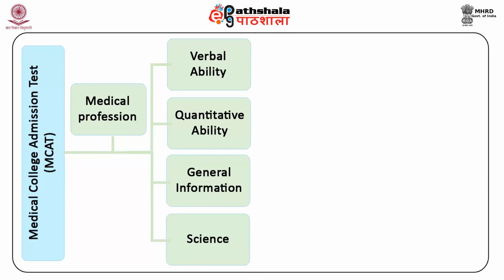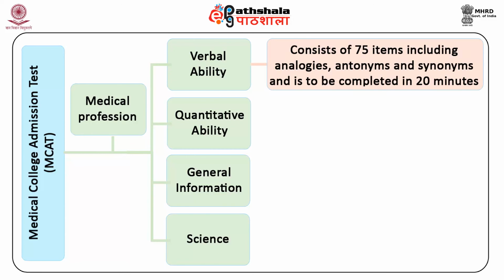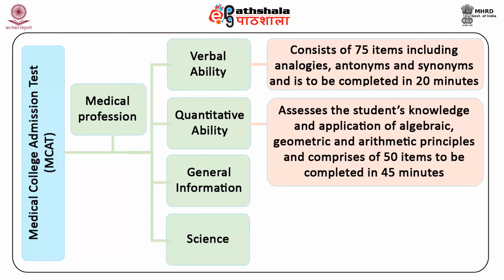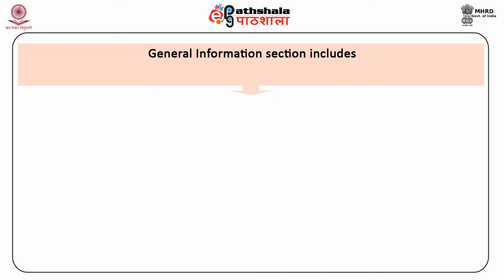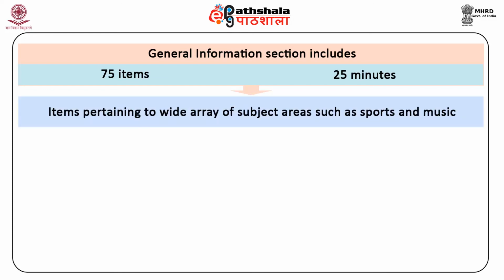The verbal ability section consists of 75 items, including analogies, antonyms, and synonyms, and is to be completed in 20 minutes. The quantitative ability section assesses the student's knowledge and application of algebraic, geometric, and arithmetic principles and comprises 50 items to be completed in 45 minutes. The general information section includes 75 items to be administered in 25 minutes and includes items pertaining to a wide array of subject areas such as sports and music.